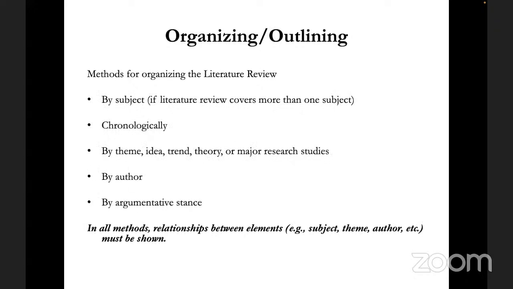There are various ways of organizing your literature review when you document it in a dissertation. It can be by subject, for example your ultrasonography machine, your blocks, your outcome measures. It could be chronological. It could be by theme, idea, or research studies. It may be by author or by argumentative stance, where you justify one point based on your objective. Whichever way you choose, there should be a systematic way.